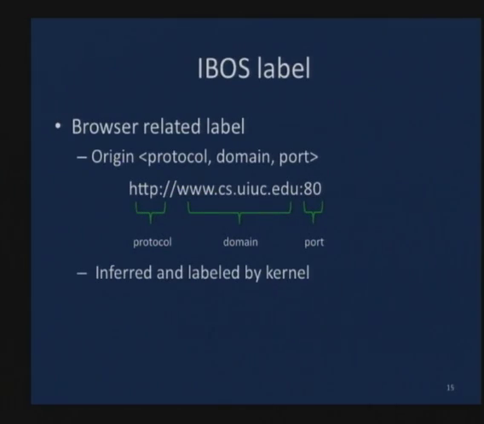Before I talk too much more about the security invariants, I did want to introduce the IBOS label. This is the key entity by which all of our security decisions are predicated. IBOS labels are made up of the origin of an HTTP request, and this is consistent with current browser security policies. What this means is the protocol, domain, port tuple of a URL makes up a label. One of the interesting things we do with IBOS is we infer labels automatically instead of having applications specify labels like you would in an information flow system. But in the interest of time, I'm not going to talk about the details of this inference.